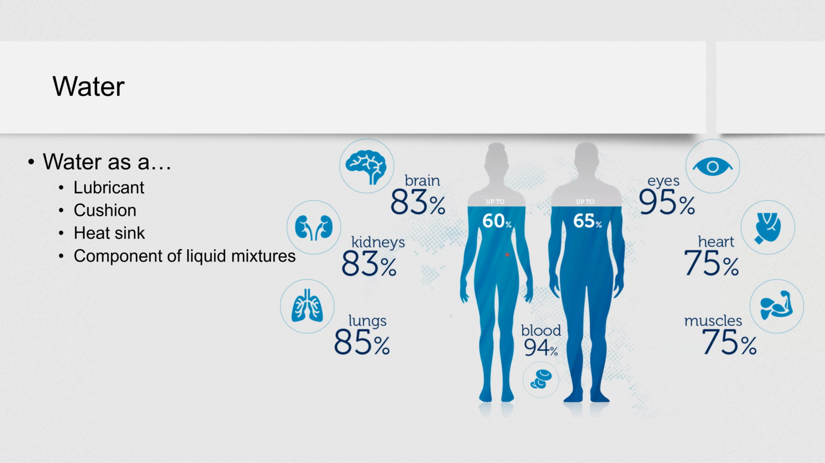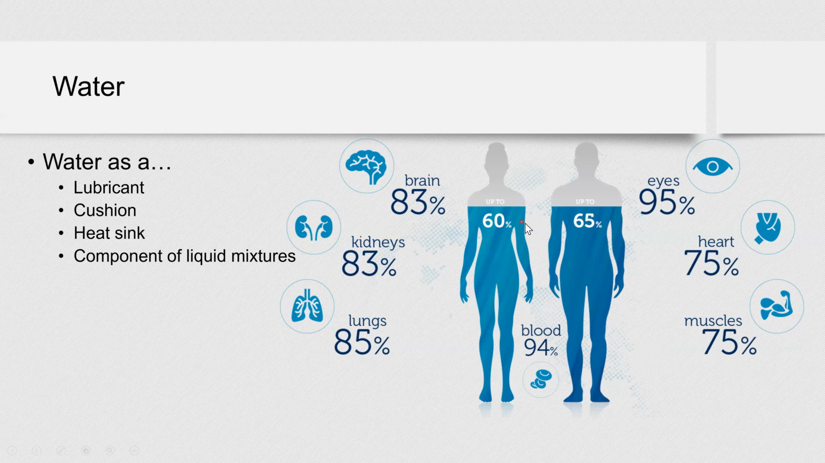And, you know, water is made of oxygen anyway and hydrogen. So about 60 to 65 percent, a little bit more in males and less in females, of the weight of your body is water, right? So you can see it's 83% water in your brain. That is just absolutely amazing. Your kidneys are made 83% of water, your lungs 85% of water, your eyes 95% of water. I mean, what's going on? We're mostly water, right? 75% in your heart, even in your muscles. Your blood plasma is 90% water, right?